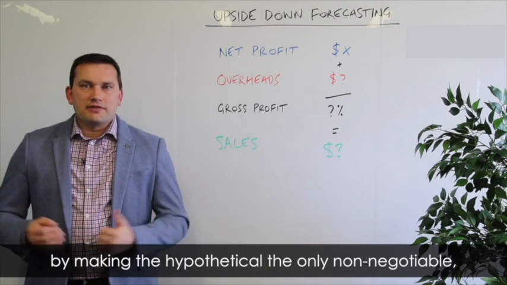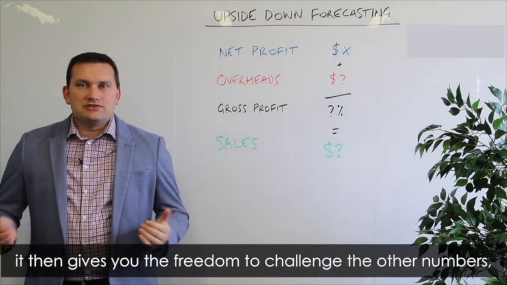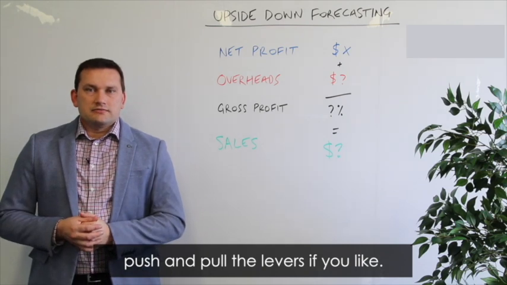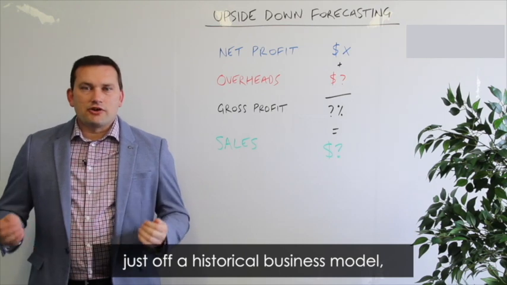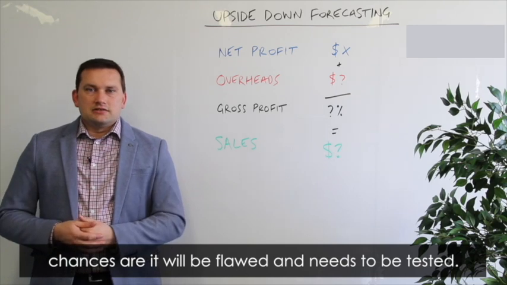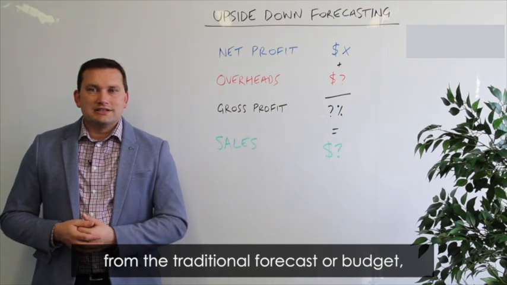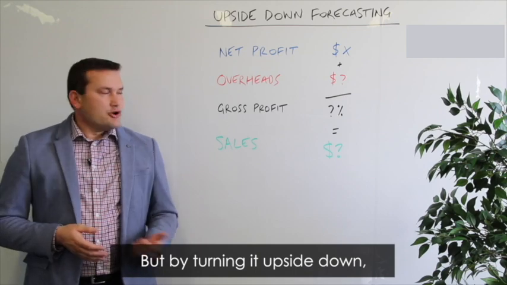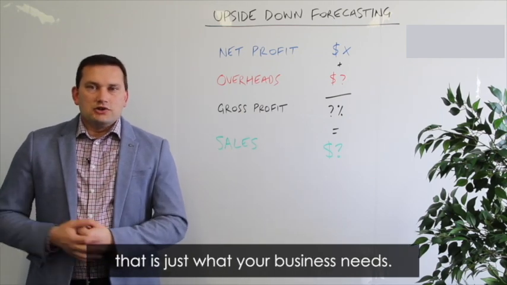That way, by making the hypothetical the only non-negotiable part of the forecast, it then gives you the freedom to challenge the other numbers, push and pull the levers, if you like. Because if you're basing your forecasts and projections just off a historical business model, chances are that it will be flawed and needs to be tested. So I'm not advocating a move away from the traditional forecast or budget. It certainly has its place and isn't going anywhere. But by turning it upside down, you may get a fresh perspective that is just what your business needs.